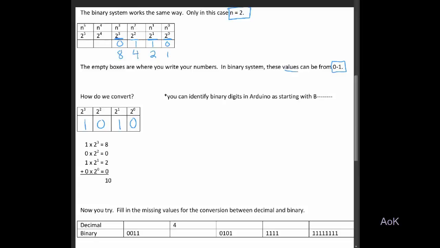Let's look at what 1010 would mean. Well, the 1 here is in the position of 2 to the third power with an equivalency of 8. Then there's no number here, it's a 0. Then this one is in the position for 2, and then there's a 0. 8 plus 2 equals a value of 10. This means that 1010 in binary is the equivalent of 10 in the decimal system.